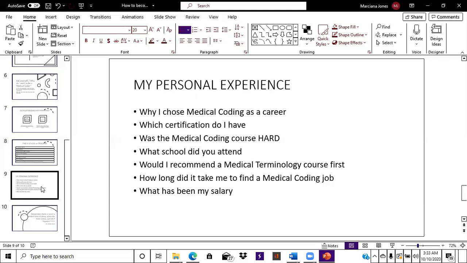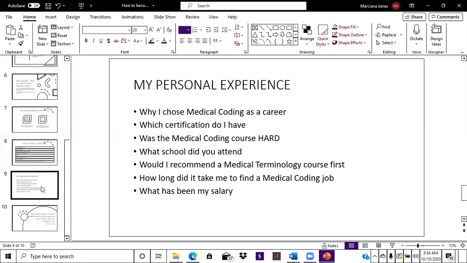So I don't care whatever medical chart I'm looking at, if I see the word rhino, I know it has to do with your nose. If I see the word plastic, I know there's some kind of repair of something. So just learning those basic terms will go a long way as far as getting acclimated to learning new things and becoming a medical coder.